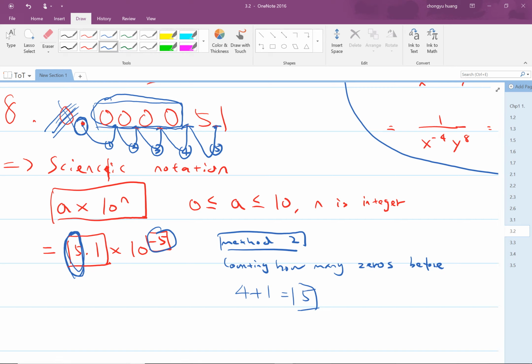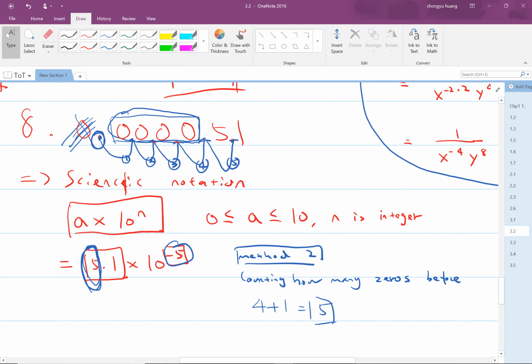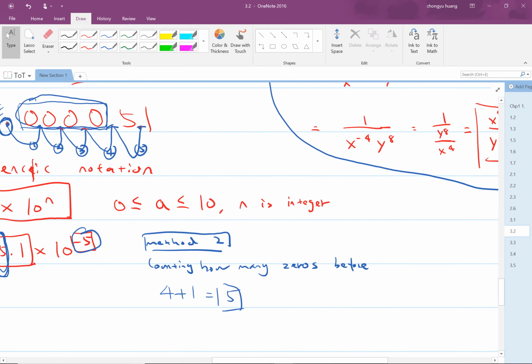That's the major way. It really depends what question you will have, because I cannot conclude everything. But as you guys do more, you should be able to do both methods really well. But I think you guys don't understand what I am saying, right? So let me repeat one more time. For method 2, you are actually counting how many zeros before the number, because there are so many questions like that.